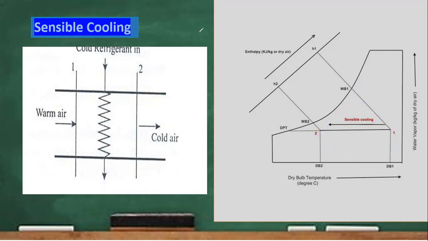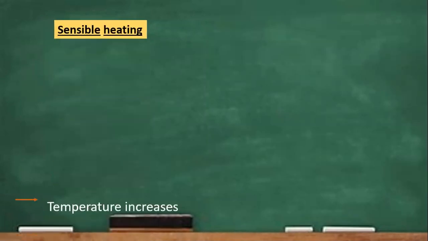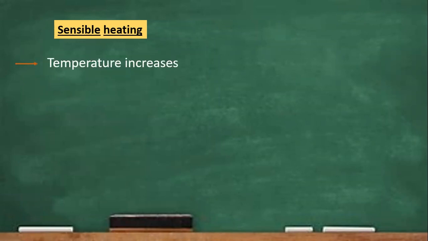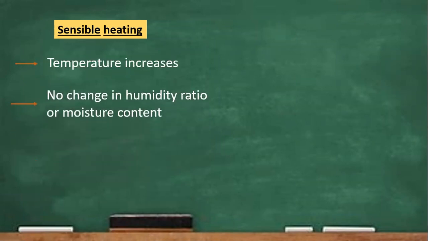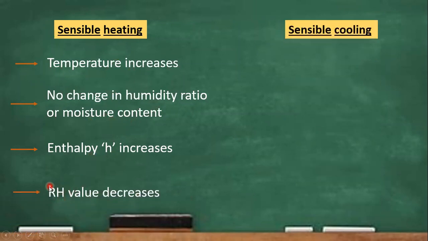Now in the next slide, we'll compare both the sensible heating and sensible cooling processes. During sensible heating, there are four property changes. Temperature increases, and there is no change in humidity ratio, that is moisture content; both are constant. Enthalpy increases in sensible heating, and the relative humidity phi value decreases in the heating process.